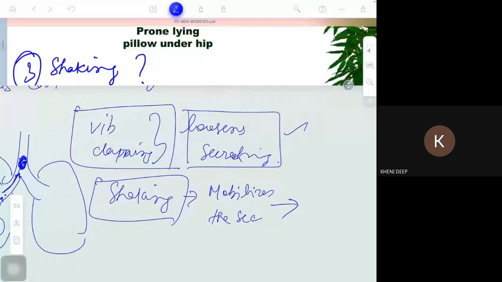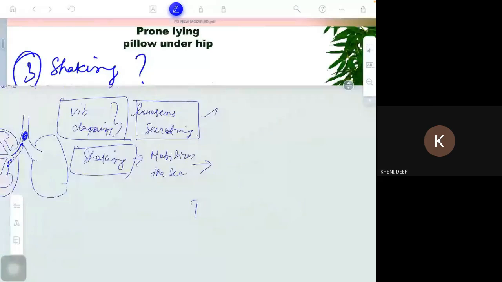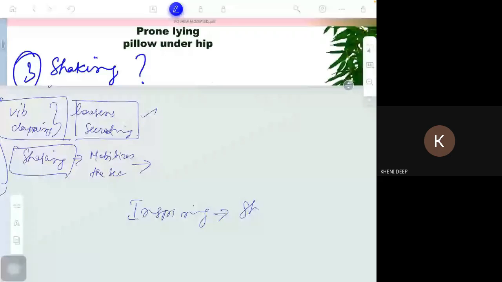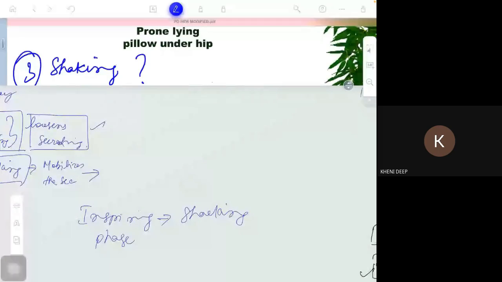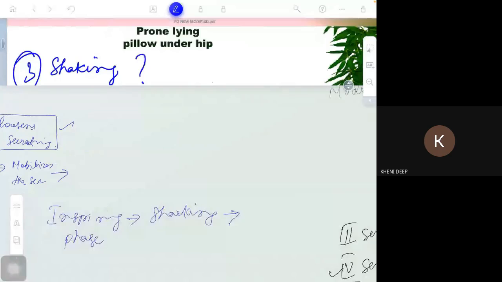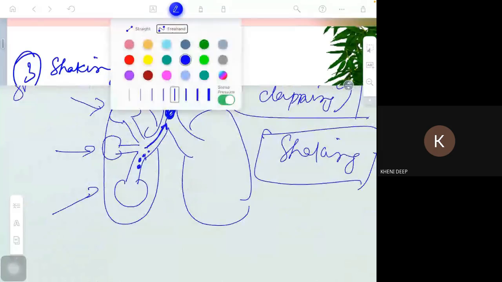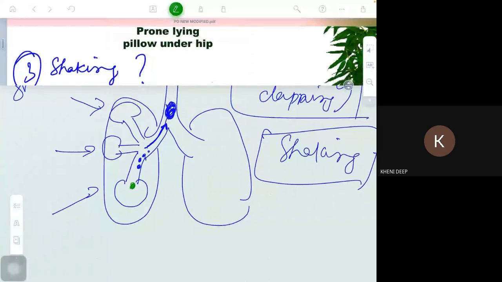Suppose the patient is inspiring and you are doing shaking. During the inspiratory phase, if you are performing shaking, then what will happen? The mucus will move to the periphery. Clear? So the mucus will move here. Normally it should move centrally. Are you clear what I am saying?